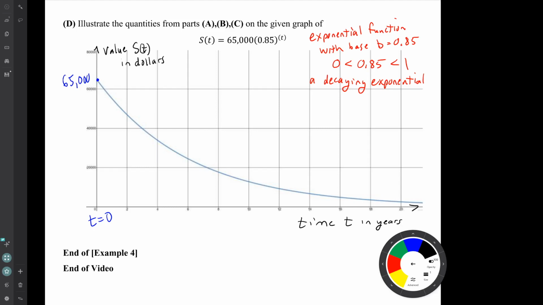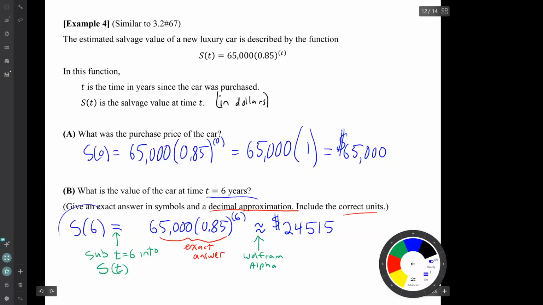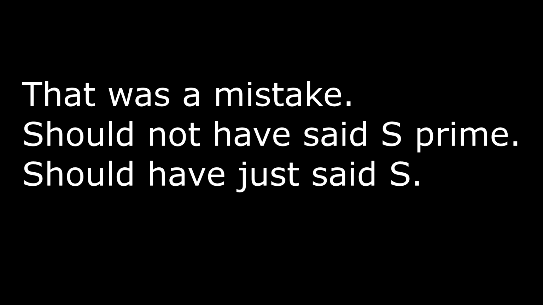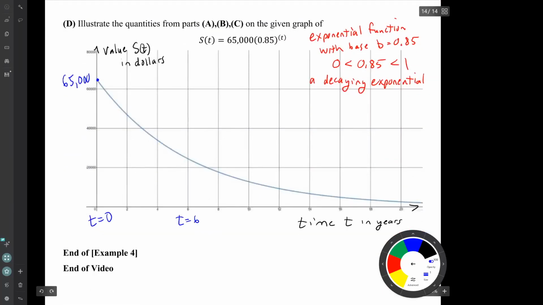Now let's look at our results from question B. Question B, we found this. S parentheses 6 is roughly $24,515. Well, that is a y value on the graph where time t is 6. Time t equals 6 occurs here. So this is the point whose y-coordinate is $24,515.